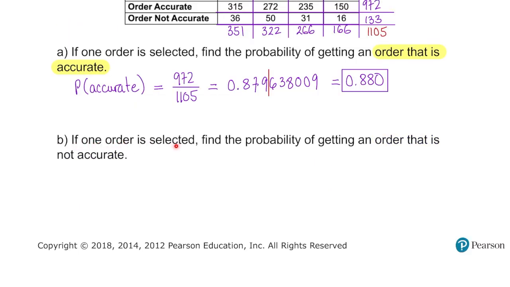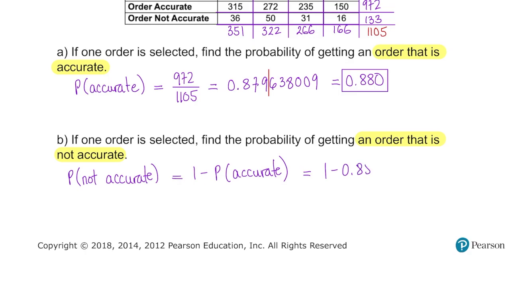Question B. If one order is selected, find the probability of getting an order that is not accurate. My event here is an order that is not accurate. The event of not accurate is the complement of the event accurate. So to find the probability of not accurate, I take 1 minus the probability of an order being accurate, which is 1 minus 0.880, and I get 0.120.